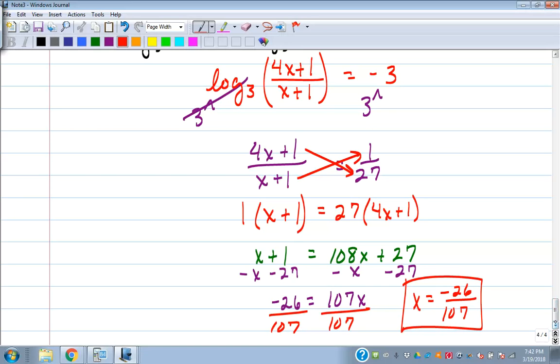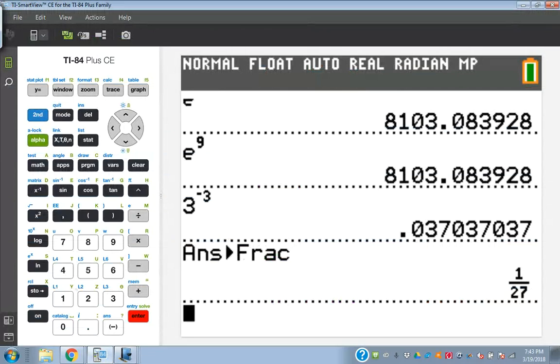I'm going to think, what's negative 26 over 107? That's about negative 1/4. It's close to it, right? So we're just getting a good estimate there. You can type it in with a calculator if you want to. That's probably the better solution to do that. So we're going to say 4 times negative 26 divided by 107, and then plus 1.